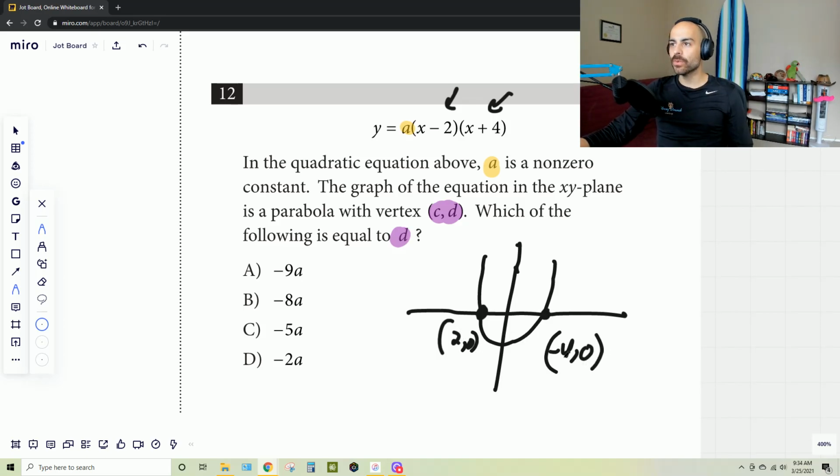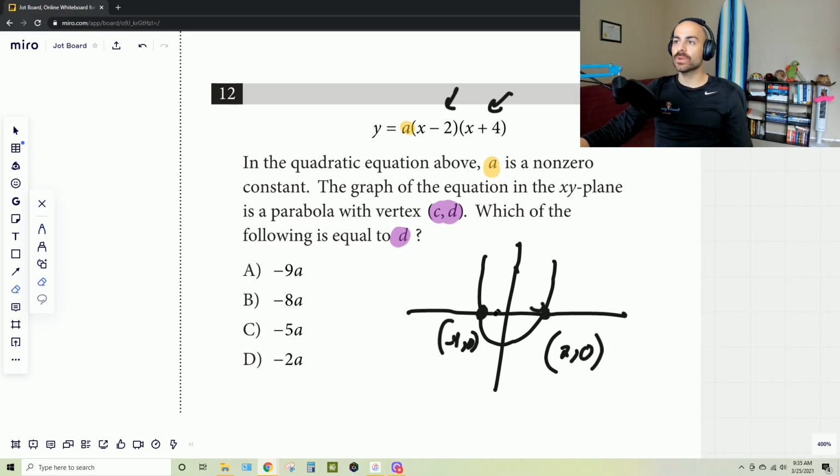Well, Eric, they want the vertex. That's not the vertex. I feel you. But because we know that these are the x-intercepts, we know that if you get halfway in between these two points, from here to here, that's a distance of 6. Oh, I just realized I messed this up. I'm sorry. This would be -4, and then this would be +2. Sorry. So going from -4 to +2, that's a distance of 6.